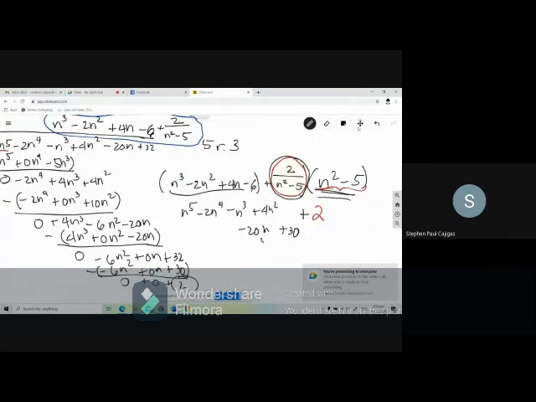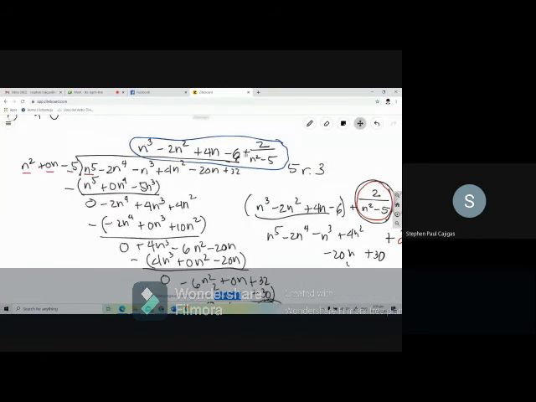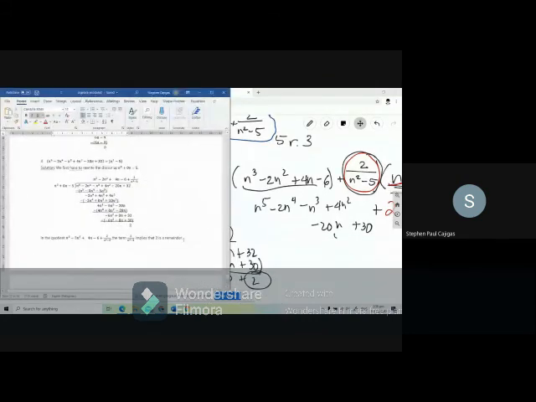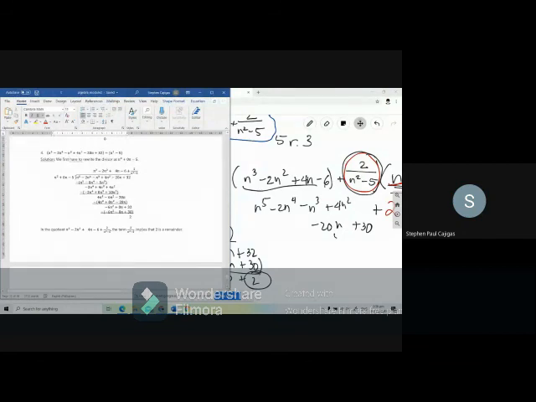Anyway, checking is not required. As long as you get the quotient part and the answer, then the remainder you write as a fraction: whatever the number is over your divisor, n squared minus 5. Let's go now to the last example.